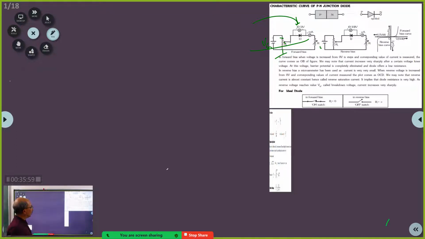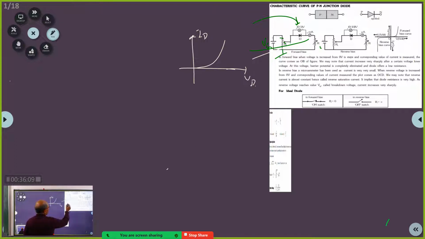This is the basic setup for what? To get the forward characteristics of a diode, ID versus VD. So this voltmeter will give you this VD, and this ammeter will give you ID. Got it?